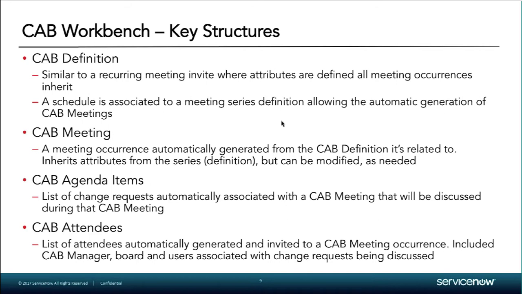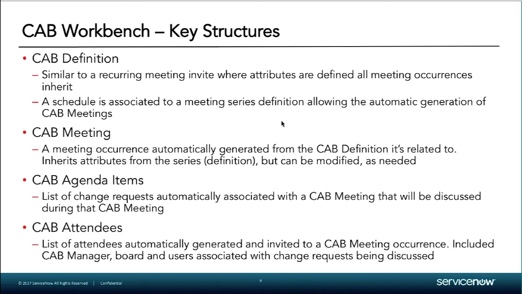A schedule is associated with this CAB definition record, and that schedule, along with that CAB definition and some of the attributes that are defined in it, will generate your meeting occurrences, which come in the form of a record called CAB meeting. The CAB meeting will inherit a number of different attributes from the CAB definition record, and similar to an individual occurrence of a recurring meeting invite in Outlook, you can modify some of those attribute values on an occurrence by occurrence basis.